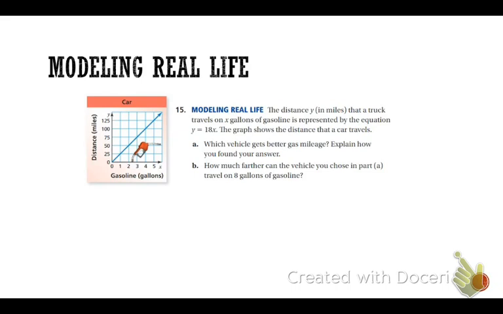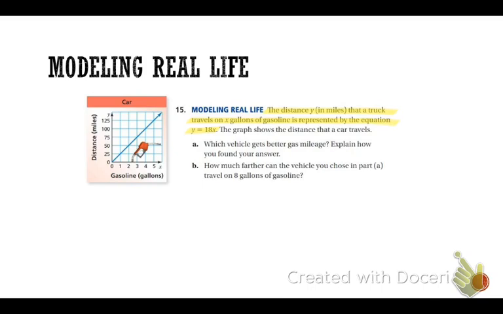Okay. All right, so here's what's going on here. Let's read the example together. The distance y in miles that a truck travels on x gallons of gasoline is represented by the equation y equals 18x. Now the graph shows the distance that a car travels. So I have an equation for the truck, y equals 18x. Which vehicle gets better gas mileage? How do you know?